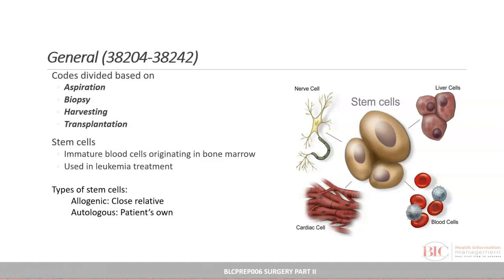Then your codes are divided based on whether they're doing an aspiration, biopsy, harvesting, or transplantation. Your range of codes here are going to be 38204 to 38242. Stem cells, which are immature blood cells originating in bone marrow, are used for leukemia treatment. The types of stem cells are allogenic, which is from a close relative, or autologous, which is the patient's own.